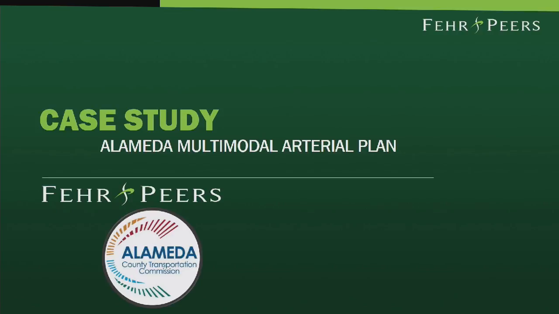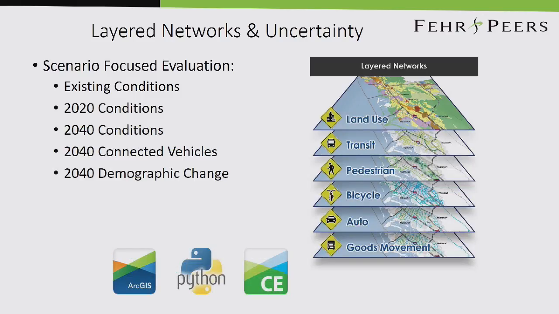And what Alameda County was trying to do is understand how they needed to change their transportation network to better support multimodal transportation, better support driverless vehicles in the future. So they had multiple scenarios, the existing condition, 20 years, 40 years, 40 years where everything is self-driving and all of a sudden parking spaces are less important, and then also looking at different demographic change patterns.